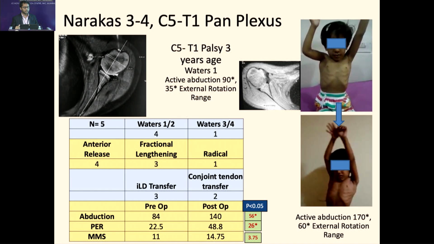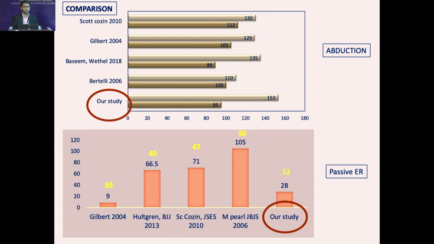In the third, we combined the Narakas 3 and 4, which is total plexus palsy, and we had 5 patients. Out of these, anterior release was required in 4, but the majority of them were just fractional lengthenings. And isolated latissimus dorsi transfer was required in 3, conjoint tendon transfer in 2. And we could achieve a mean abduction improvement of 56 degrees, passive external rotation range improvement of 26 degrees, and a modified Mallet score improvement of 3.75.